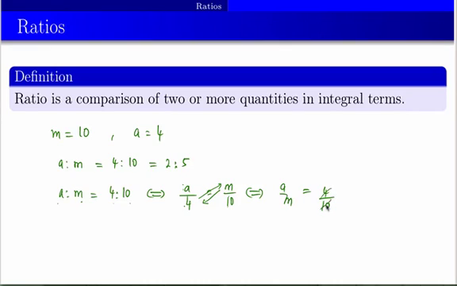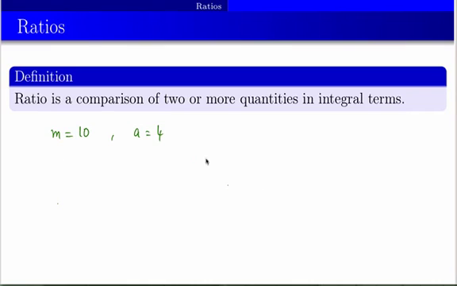Then they write this in division form, simplify it and write it as 2:5. So A is to M is equal to 2:5. That is another way of writing. But somehow I don't agree with that way of writing. I hope this is very clear. Let us go to the example.